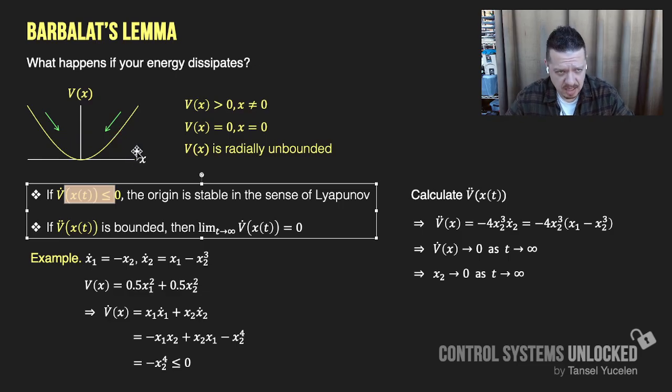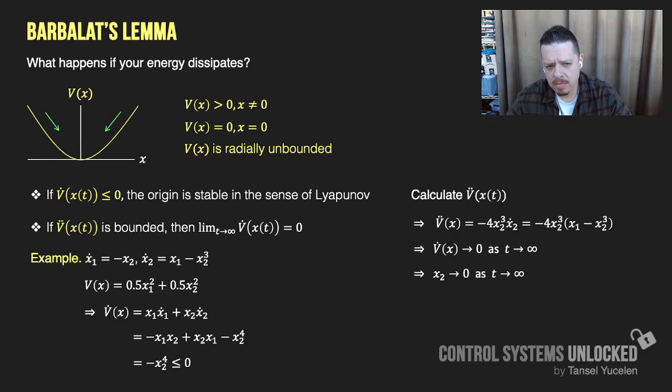But Barbalat's lemma tells you what else you can do. Well, if you have Lyapunov stability, can we do more? Meaning that, well, let's look at this example, then I will read what Barbalat's lemma says. So we have this x1 dot that equals minus x2 and x2 dot that equals x1 minus x2 to the power of 3 system. I have this Lyapunov function candidate that satisfies all these properties. We used this in the last class.